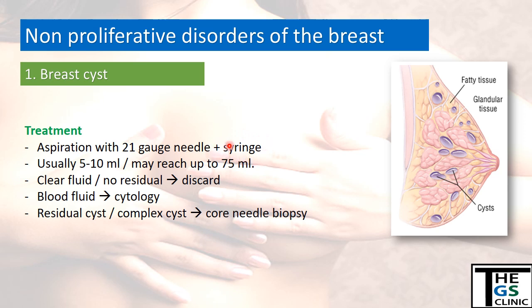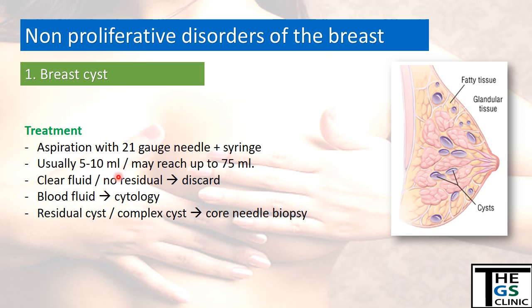How are we going to do this aspiration? We're going to choose a 21 gauge needle which will be connected to a 10 ml syringe, and there's no need for local anesthesia in this condition. And here we're going to do it under ultrasound guide, to use it as a guide to enter into the cyst and to be sure that we completely evacuated the cyst.